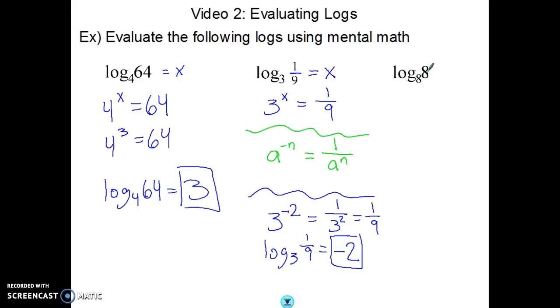Log base 8 of 8. Remember, this logarithm is just asking us, 8 raised to what power equals 8? So 8 to the x equals 8. In order for this equation to work out, it must be that 8 is being raised to the first power. So 8 to the first equals 8, which means that x is 1. So to answer the original question, log base 8 of 8 equals 1.